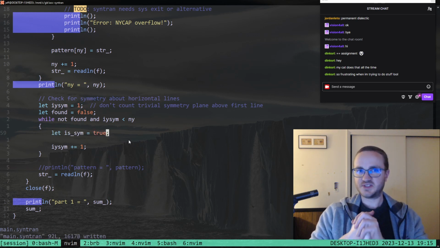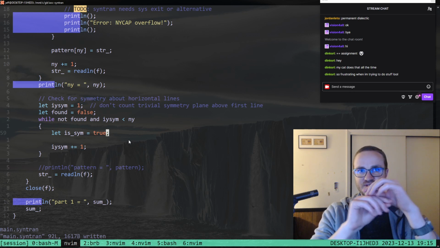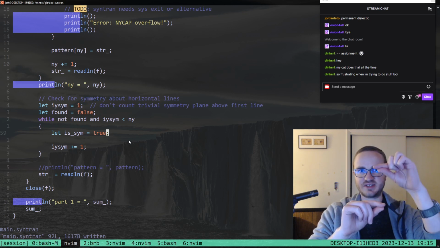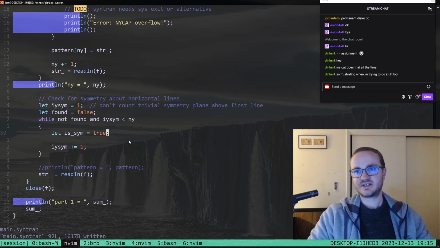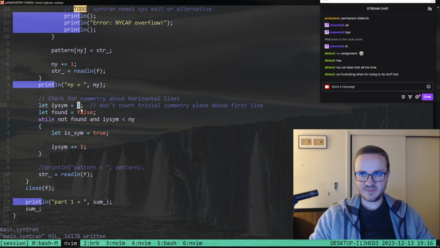So we're going to assume that there's symmetry and then check pairs of lines expanding around the symmetry line until we find a pair of lines that don't match. So to begin with, we're just going to check line IYSym and IYSym minus 1.